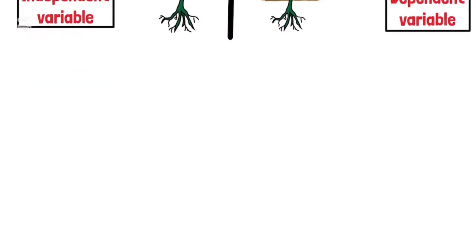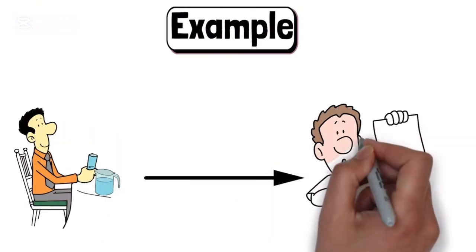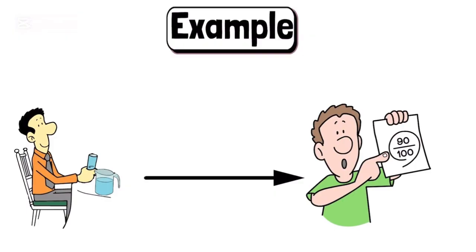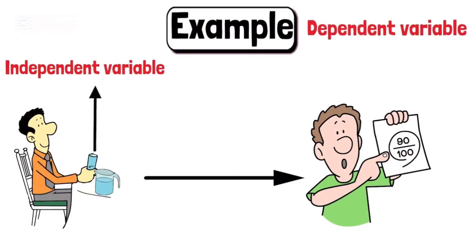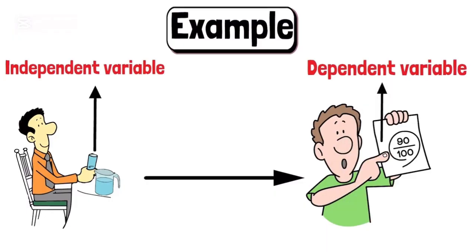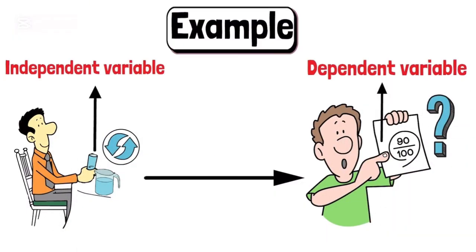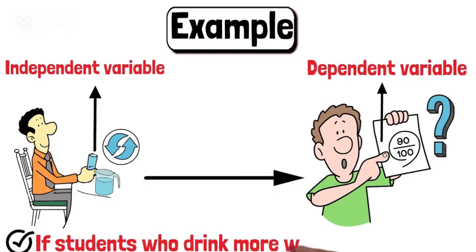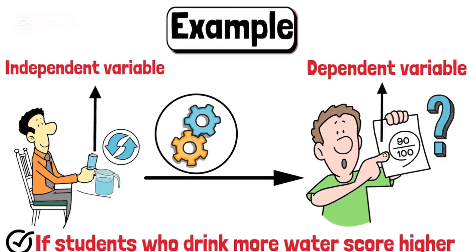To understand the relationship better, let's consider a simple example. Imagine you want to know if drinking water helps students score better on tests. In this case, the independent variable is the amount of water the students drink. The dependent variable is the test scores of the students. You change the amount of water to see how it affects the test scores. If students who drink more water score higher, there may be a relationship between the two.